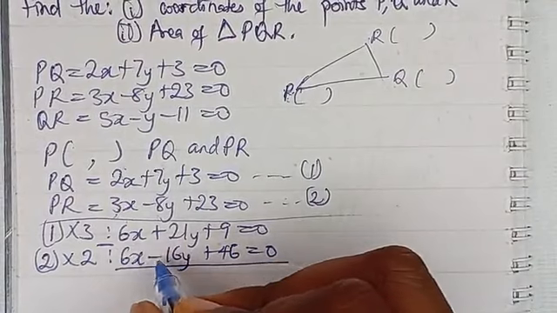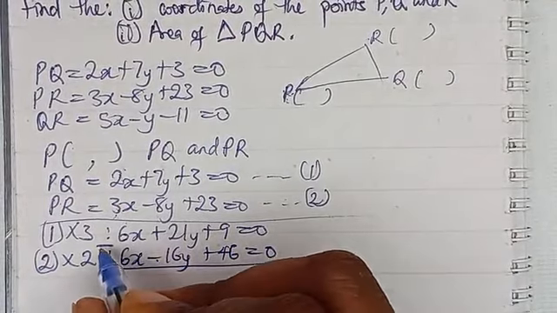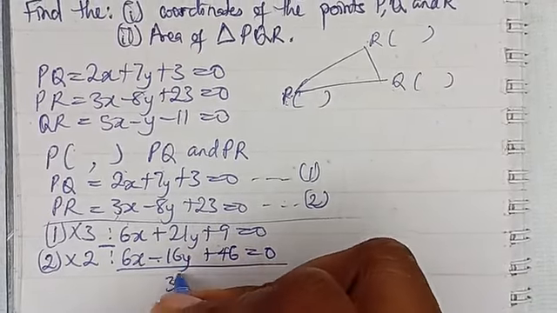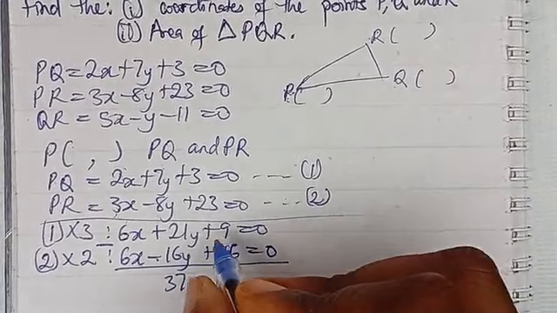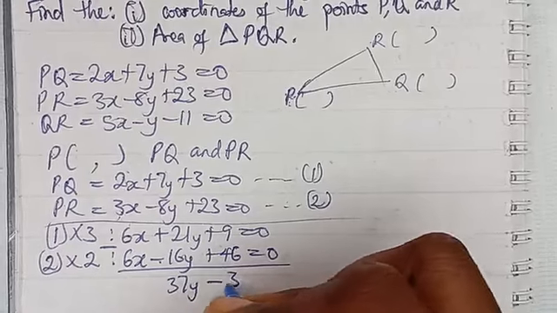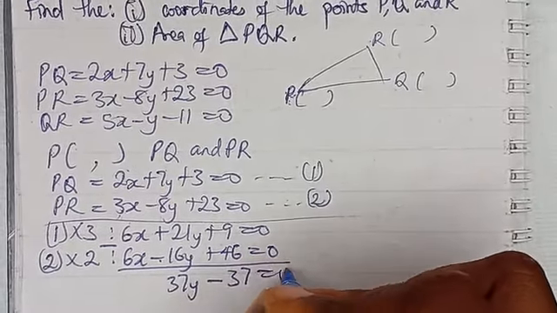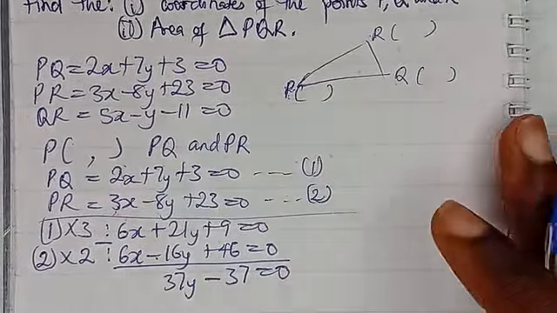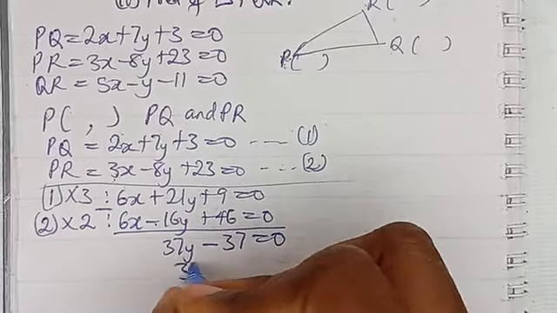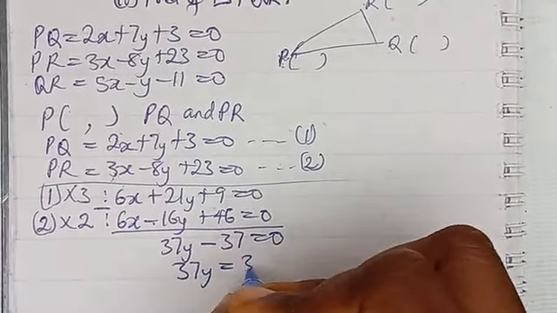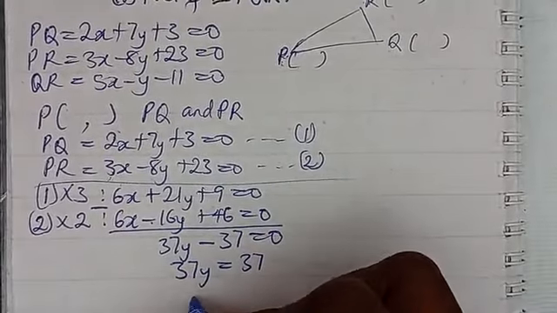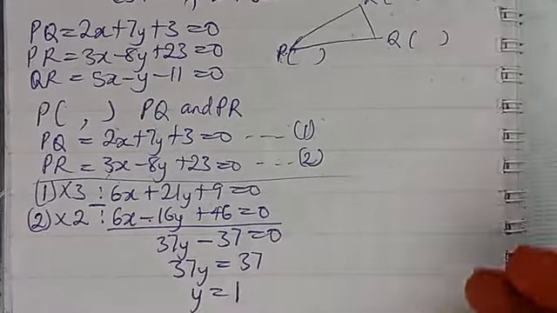21 minus 16. So this minus becomes plus. So 21 plus 16 gives us 37y. And then 9 minus 46 is giving us negative 37 equal to 0. Now to solve for y, we send this 37 across. We have that 37y is equal to 37. That means we divide both sides by 37. We have that y is equal to 1.